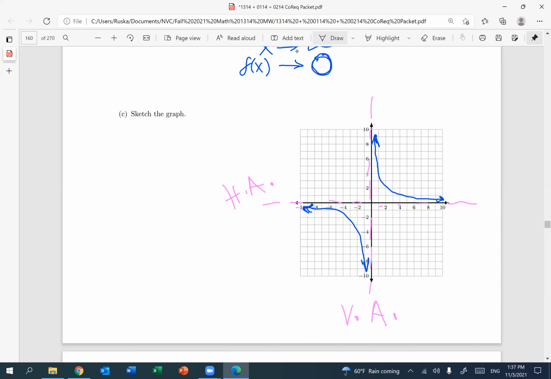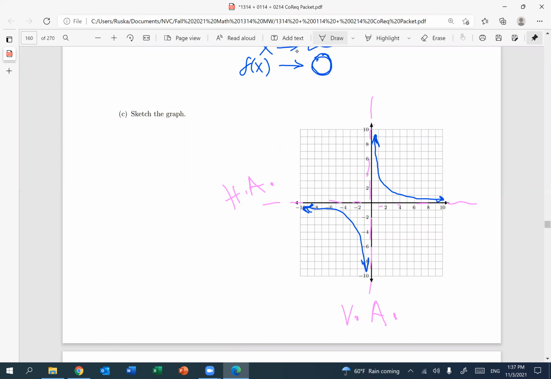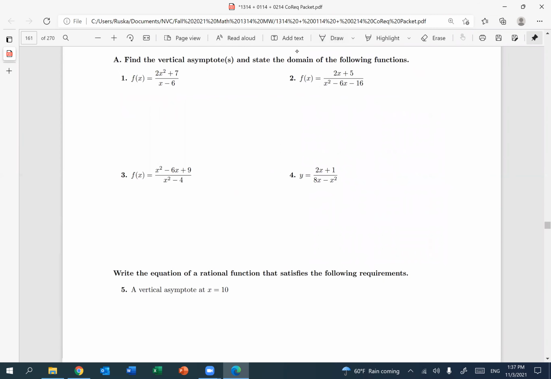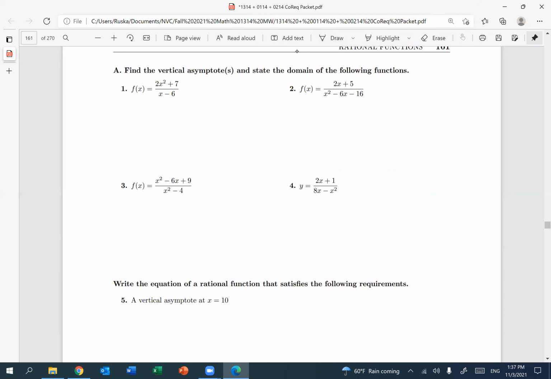So remember, when you graph a rational function, the graph always is going to have vertical asymptotes and sometimes horizontal asymptotes. Okay, so that's how the graph looks like. And then we're going to see what else we have. We have to find the vertical asymptote and the domain of the functions, and we're going to talk about domain and vertical asymptotes for rational functions. You're going to find that in a second.